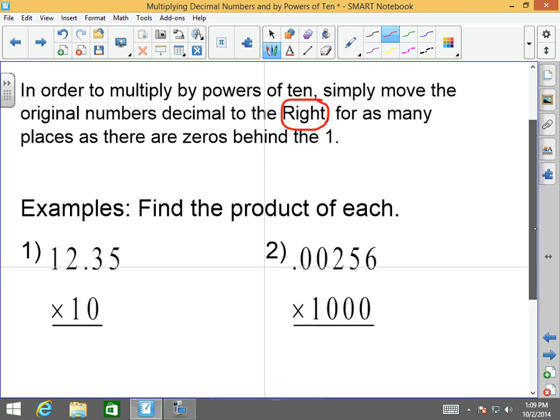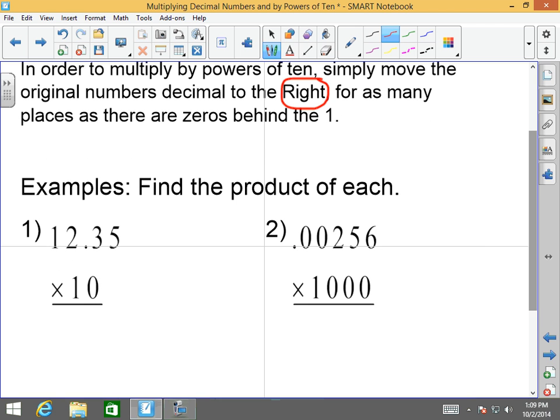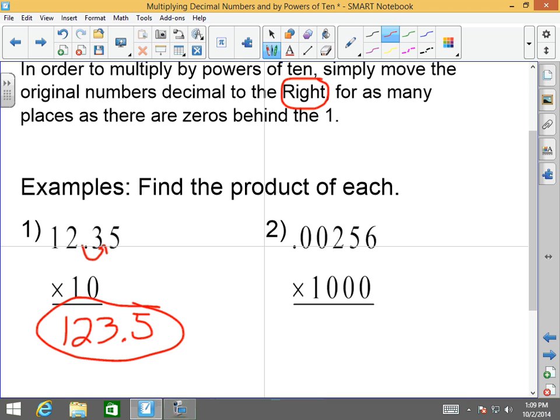Simply move the decimal to the right as many places as there are zeros behind the 1. So for example, number 1, how many zeros are behind the 1 here? So you don't even have to multiply. Take this 12.35 and move the decimal 1 to the right. So that's going to equal 123.5. Done. Save a lot of time that way. Number 2, how many zeros do I have behind the 1? 3. So I'm going to move my decimal 1, 2, 3 to the right. So that's going to equal 2.56. Done.